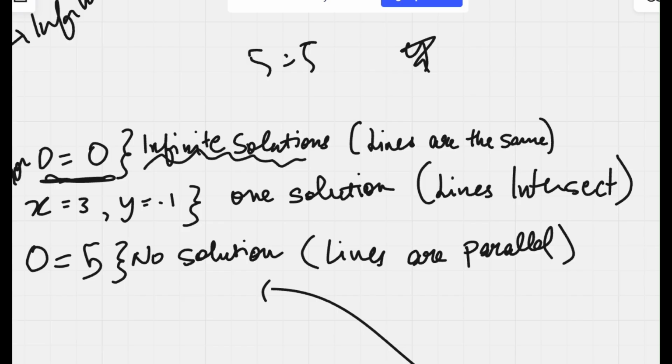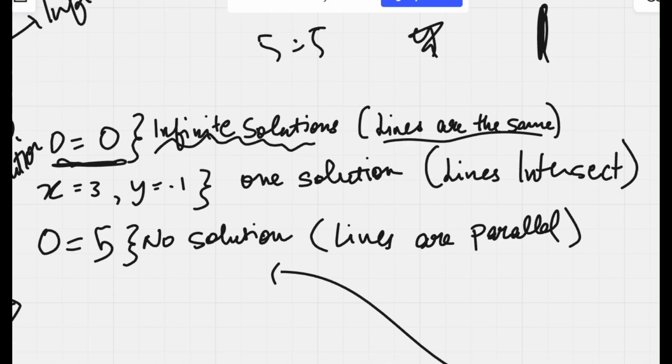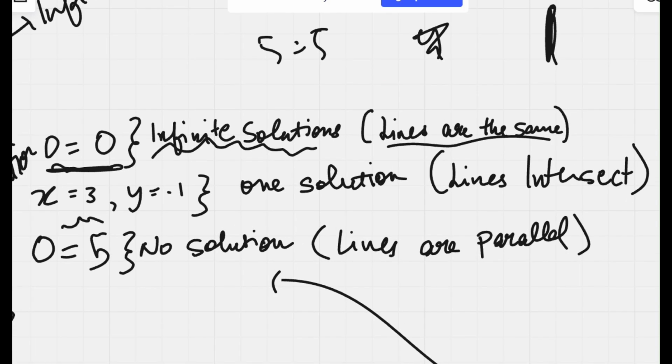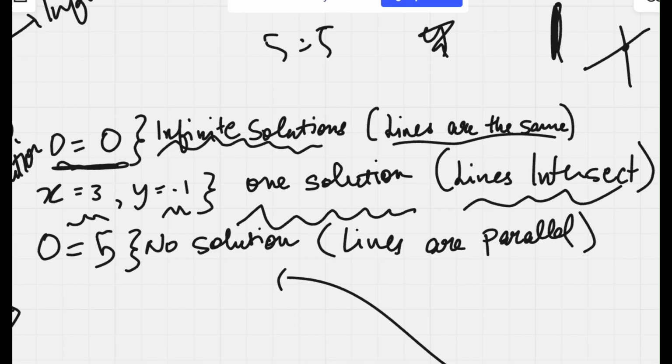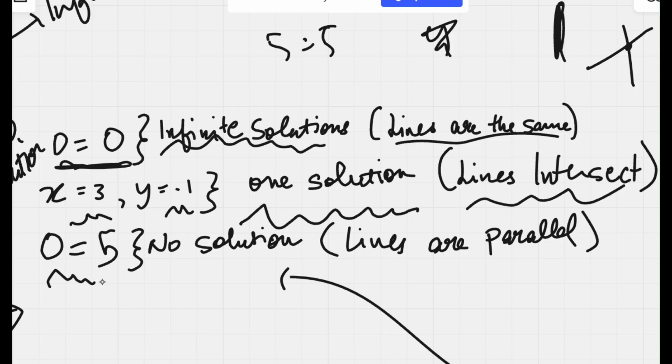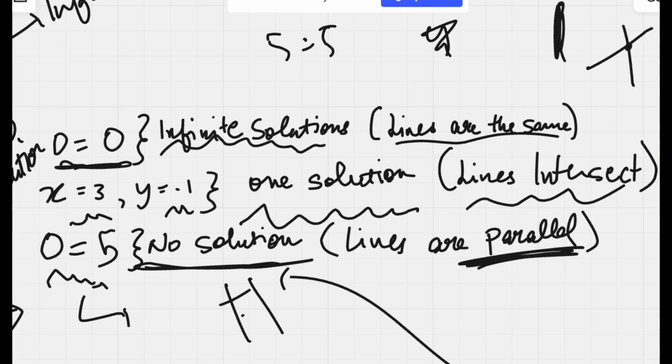We have an infinite amount of solutions. The lines are the same, meaning they lie on each other. When we get, let's say, x equals 3, or y equals -1, or x equals 6 and y equals -4, that means that there's one solution, and that the lines intersect only once. And now let's say we have a statement that is mathematically wrong, like 0 equals 5. That means we have no solutions and that the lines are parallel, like the railway track analogy I gave you guys.